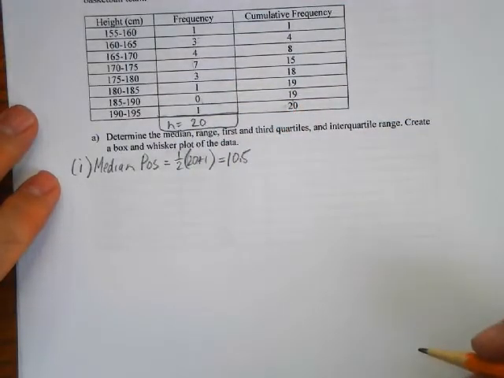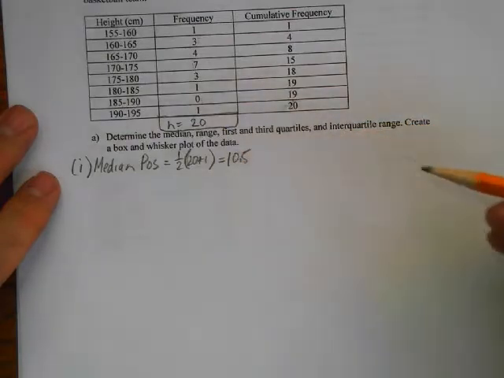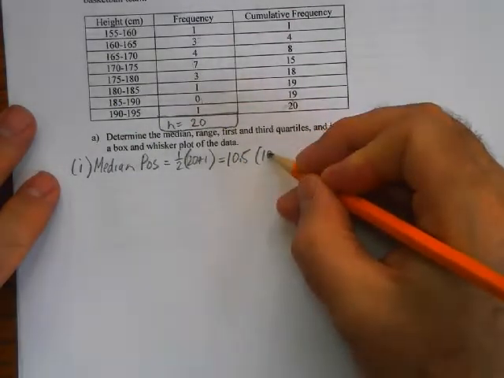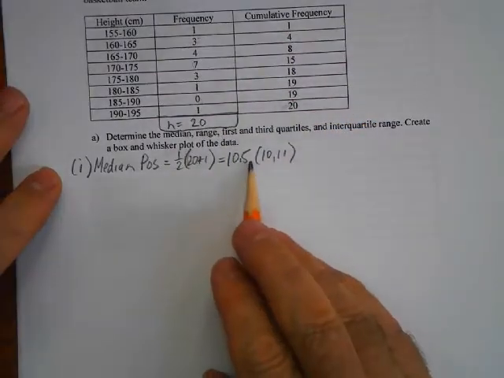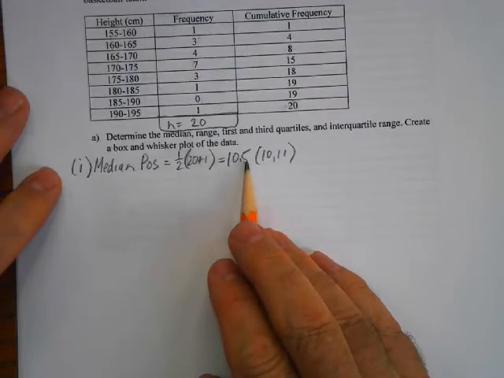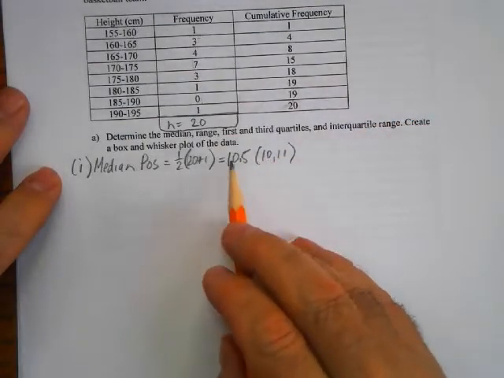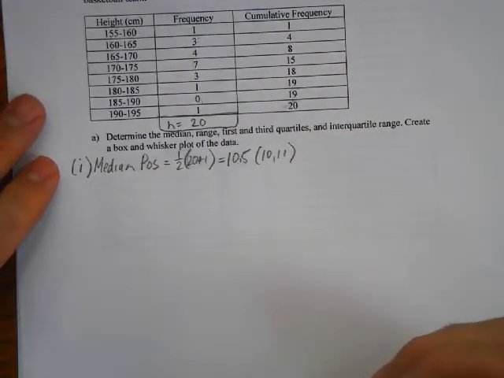Okay, so again, just like that question we had on the last example, we've got a position that's like a decimal. So just like we did last time, we're going to look at positions 10 and 11. Because we got a number in between two integers, two positions, we actually average both the positions around that value. So how do we find that?